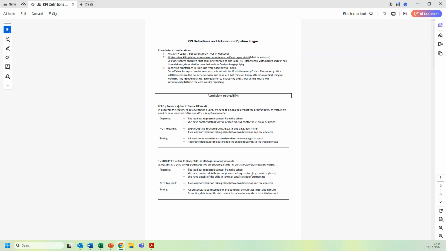For every stage, you will find the items that are required, the ones that are not necessarily required, and the details about the timing of recording that specific lead or prospect. So, for example, if we look at the lead, the parent, what do we need as information to record the lead is they must have contacted us. So they might have called or filled in a form or sent an email, but they somehow requested contact from the school and we have their contact details. So we have a phone number, we have an email, we have something that we can use to contact them back, so to say. What is not required?